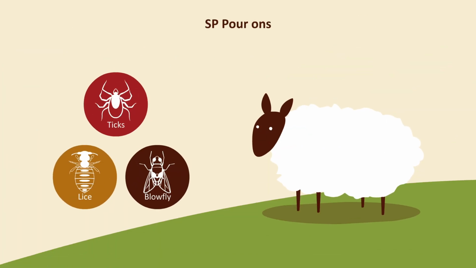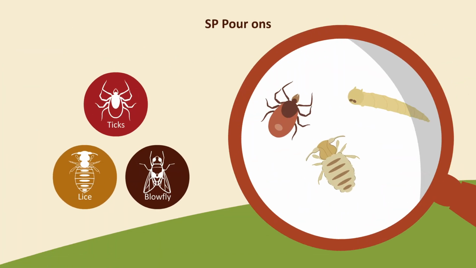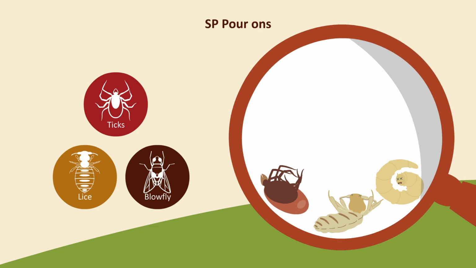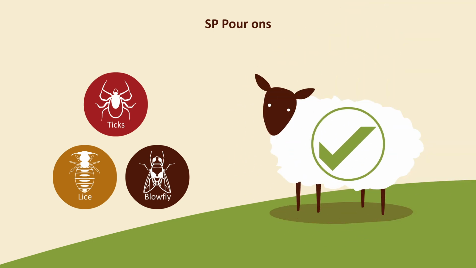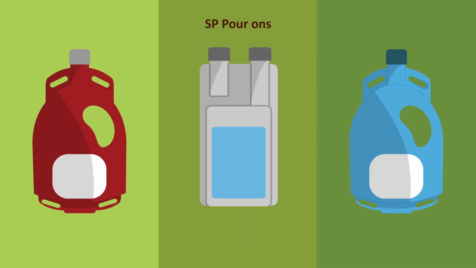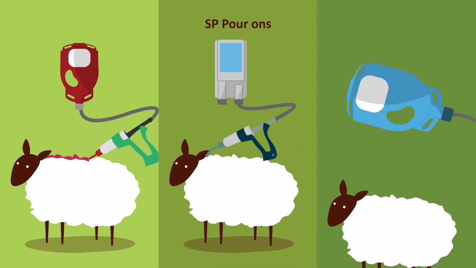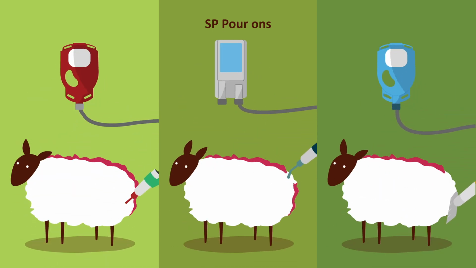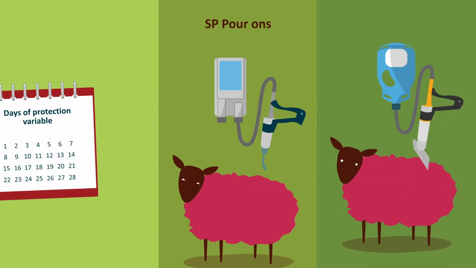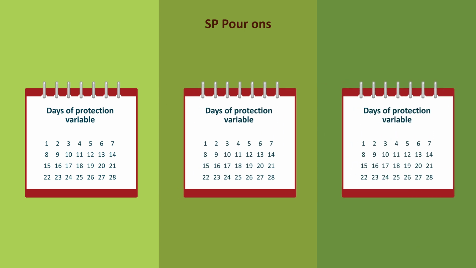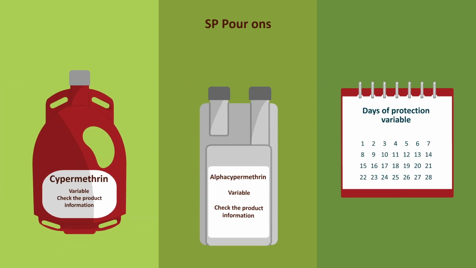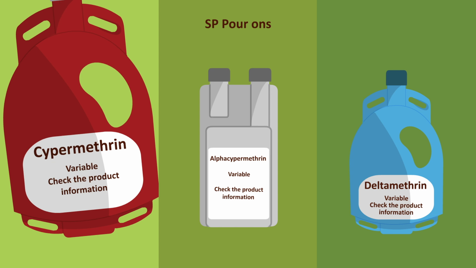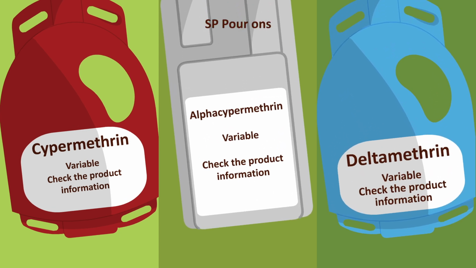SP pour-ons will kill lice, ticks, and blowfly maggots and prevent ticks and blowfly strike for a period of time. Correct application methods vary between products and can be different for each parasite. Products can also offer varying lengths of protection. Read the product instructions and make sure to use the correct application method for the target parasite.